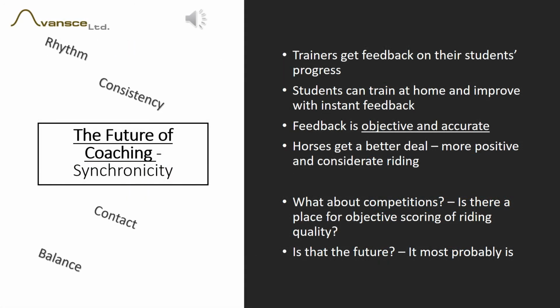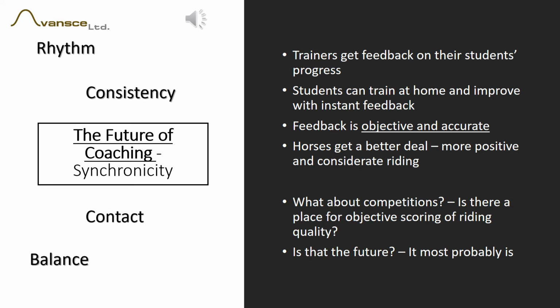You know, one of the great things about this system is that it's going to help your trainer get feedback about how you're doing. So the trainer's going to get some really objective feedback on how well they're managing to teach you. And also you're going to practice better in between sessions to work out how to improve between one session and the next. So the feedback here is objective and really accurate, and you really can plot the progress as you improve on the various 4 things: rhythm, consistency, contact and balance.